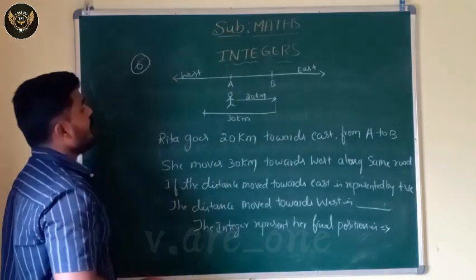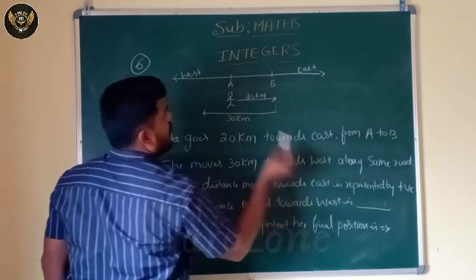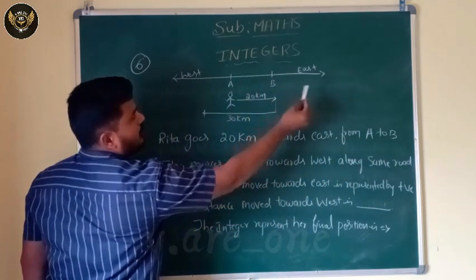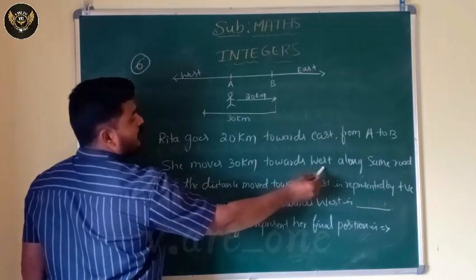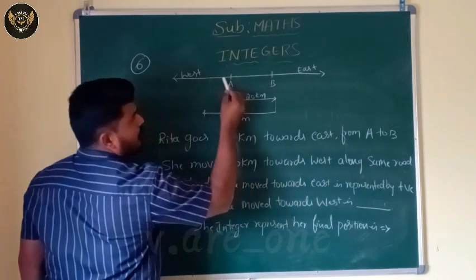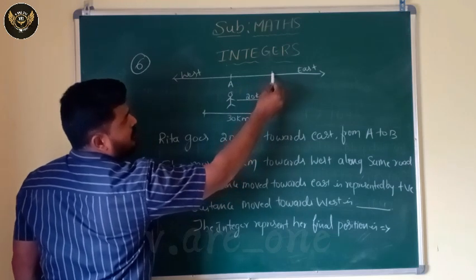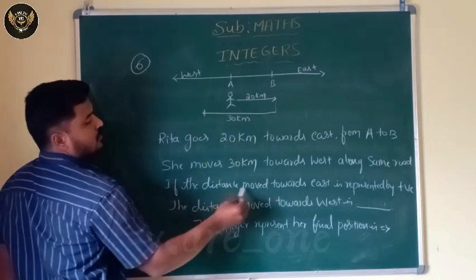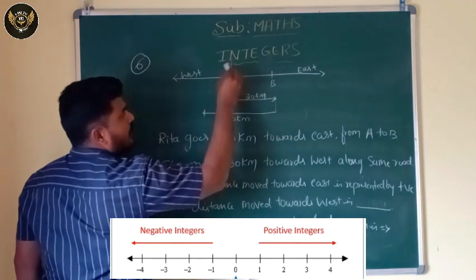Next, the 6th. Rita goes 20 kilometers towards the east from point A to B. Here, Rita goes 20 kilometers from A to B, that is towards east. Again, she moves 30 kilometers towards west along the same road. Same road. Whichever road she went from A to B for 20 kilometers, on the same road she is moving back towards west for 30 kilometers.